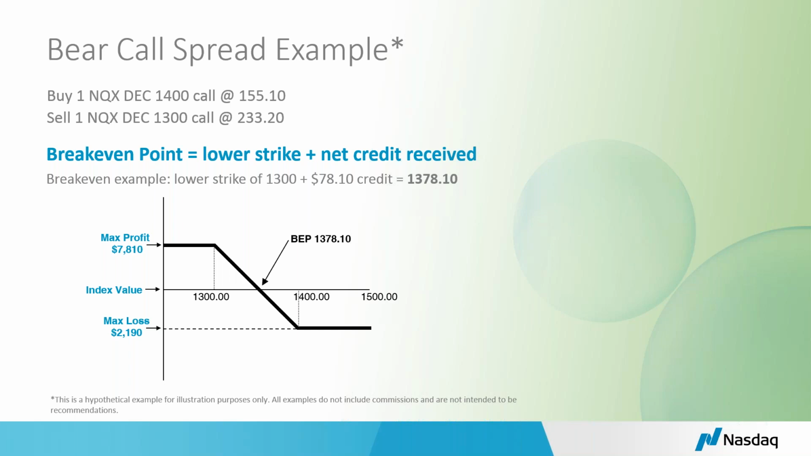In any trading scenario, we obviously are able to look at a maximum profit and a maximum loss. So let's do that now. We've clearly established the break-even price at 1378.10. Moving from left to right, the best outcome for this trade is that the market does indeed trade below 1300. And that would yield us the ability to keep the full initial credit of $78.10, times a $100 multiplier, or $7,810.